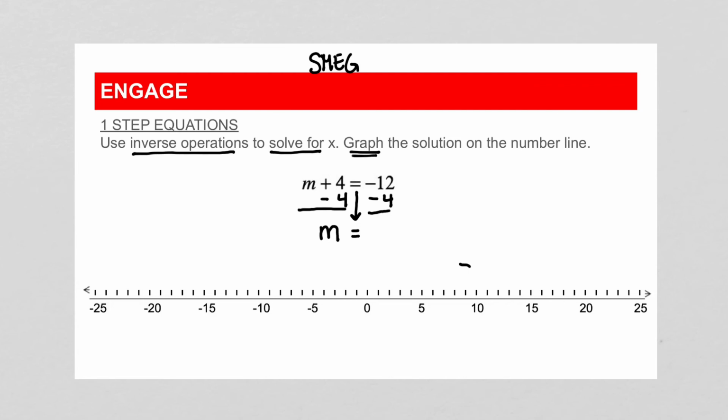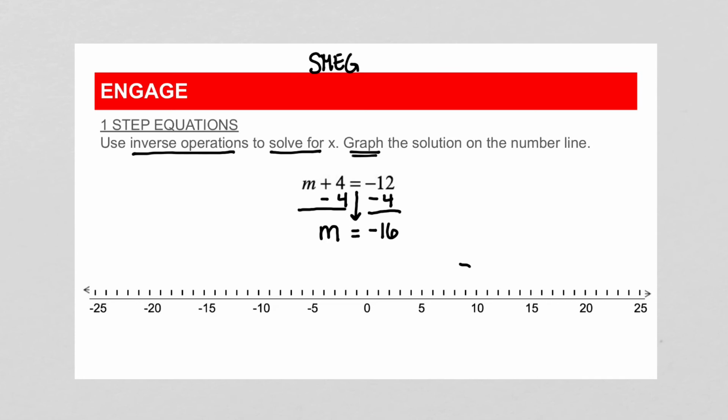And on the right side, I've got a negative 12 and a negative 4. So negative 12, and I take away 4 more. Or I can think of the rule, same signs, add and keep. They're the same sign. So I'm going to keep the sign and just add those numbers together. And I get that m equals negative 16.